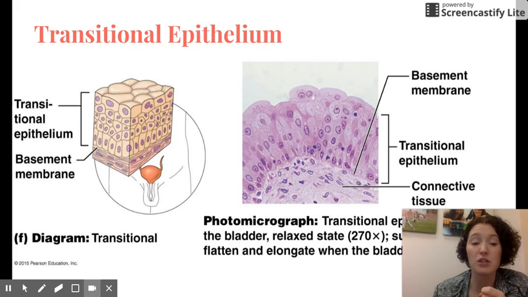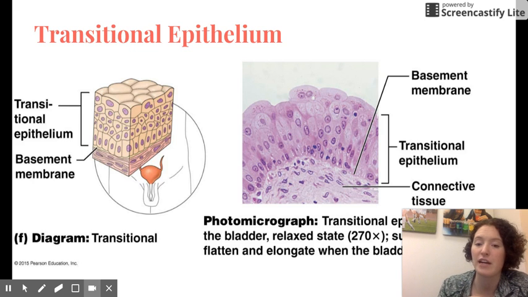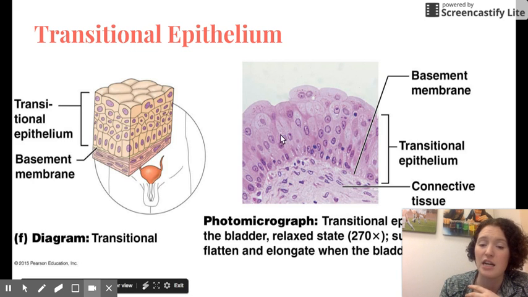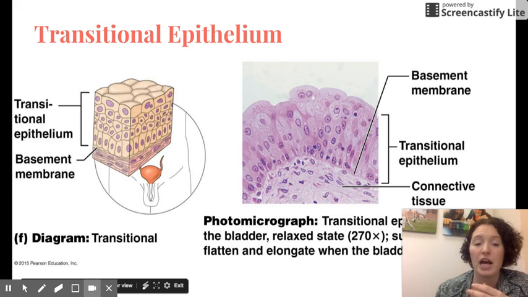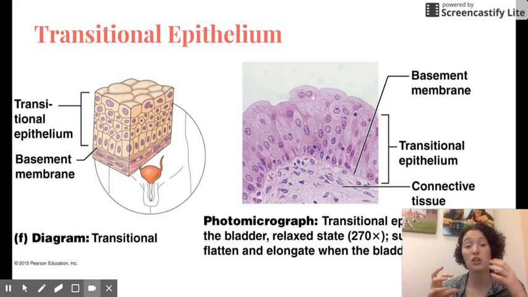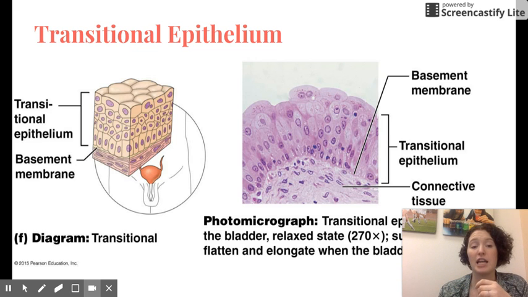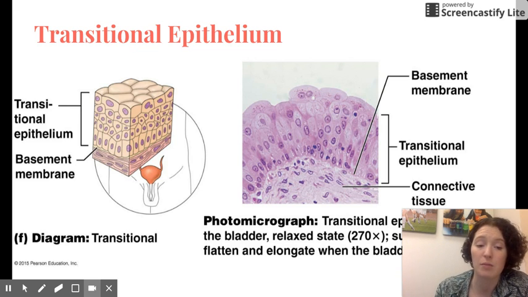The cells of the basal layer are generally cuboidal or columnar, and the cells of the free surface can actually vary in appearance, right? So we see that here in this image. And so the cells can look super different depending on if the organ is stretched or not stretched at any particular time. If it's stretched out, they might look more squamous in shape. If it's relaxed, they might look more cuboidal and columnar in shape.